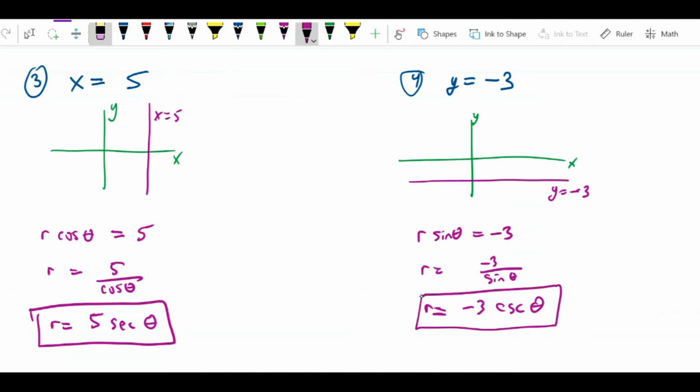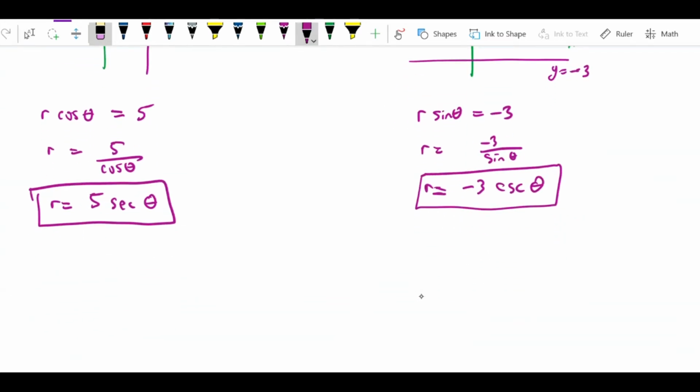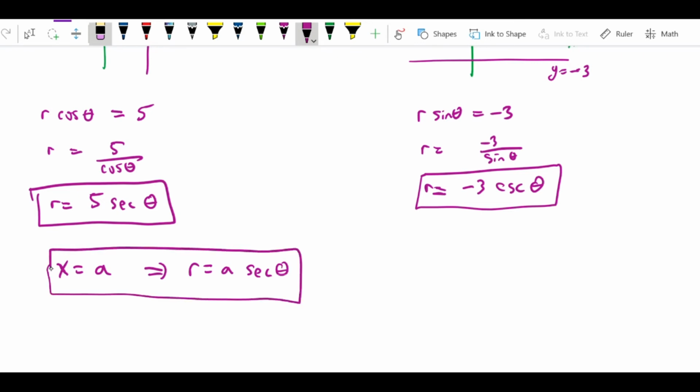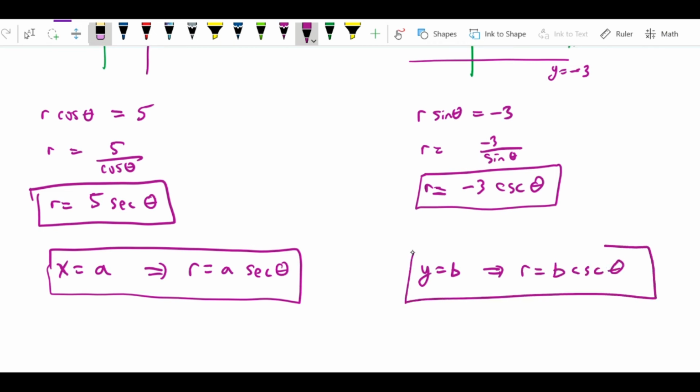Okay, so one thing that you probably want to make a mental note of is that the line x equals a, a vertical line, is written as r equals a secant theta, and the line y equals b becomes r equals b cosecant theta. That's how you write a horizontal line in polar coordinates. So that's something that's worth making a mental note of.